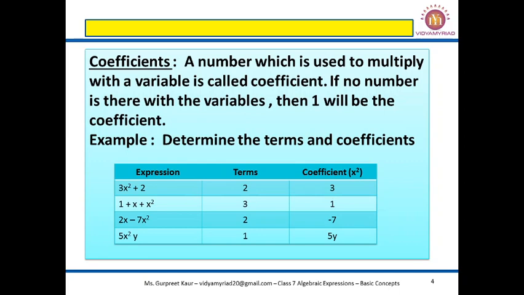Next, you have 2x minus 7x square. These are two terms. So what is the coefficient of x square? The number attached with it along with its operation, that is minus 7, is the right answer. Then you have 5x square y. It is only one term. We need to find out the coefficient of x square. What is left if you remove x square? 5y. That will be the coefficient for that particular term.